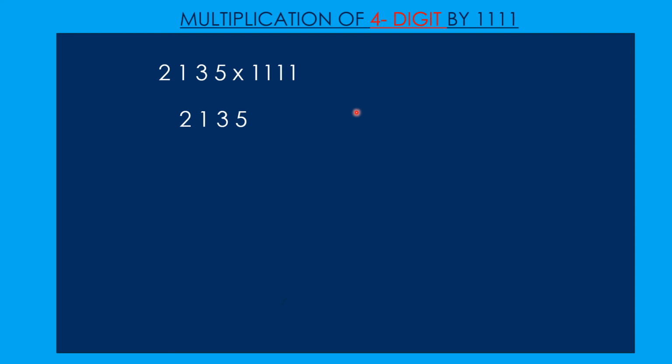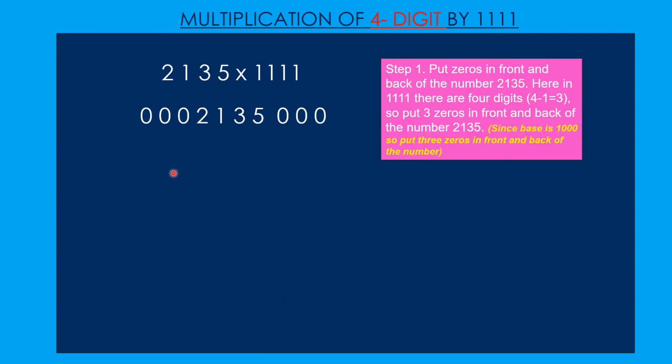Last example, multiplication of 4 digit by 4 ones. So 2135. What is the first step? You just write down the number 2135. Then you put the number of zeros. So how many zeros are you going to put? There are 4 ones. 4 minus 1, 3. So 3 zeros in front of 2135 and 3 zeros at the back. Alright. And then we add the numbers from right hand side.